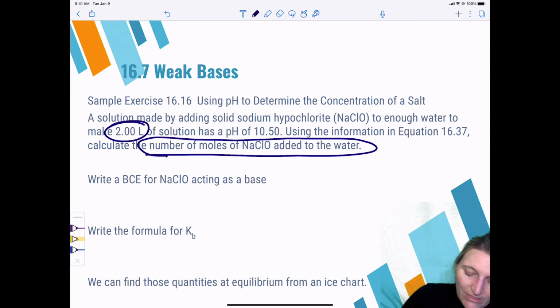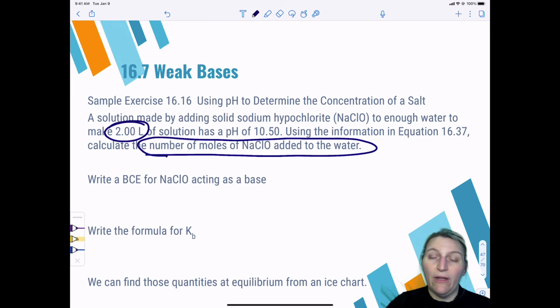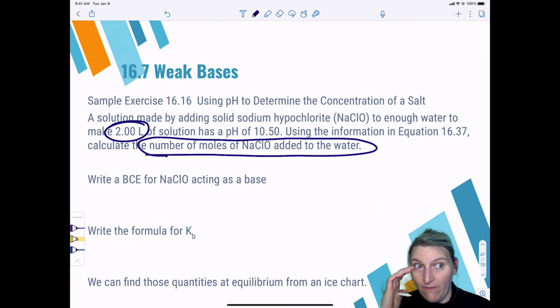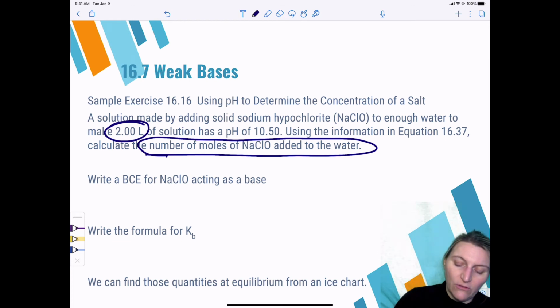Right? So the first thing we need to understand is what's really going on here. Remember, this is a sodium, that's hypochlorite is actually the name of that formula, ClO. Sodium hypochlorite, what is going to react here?